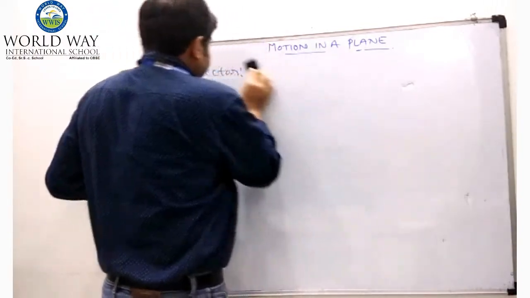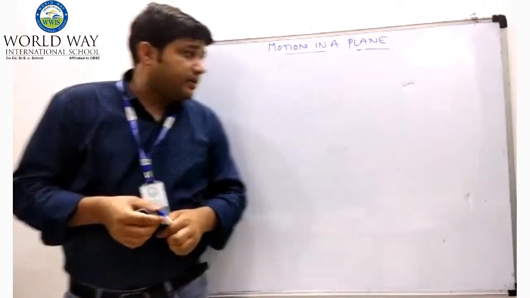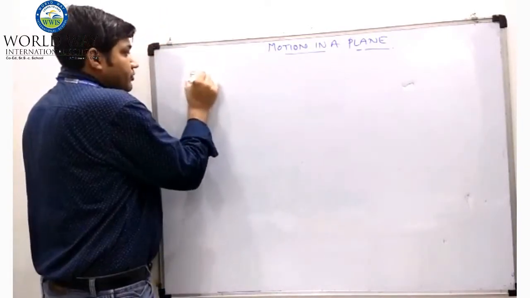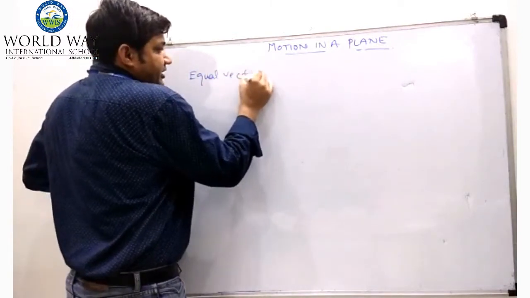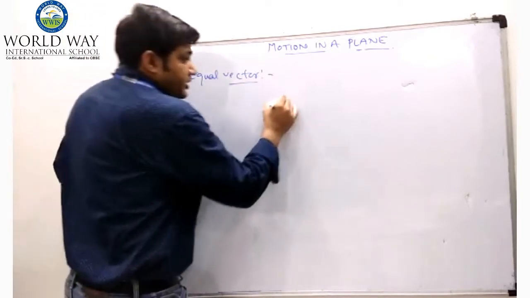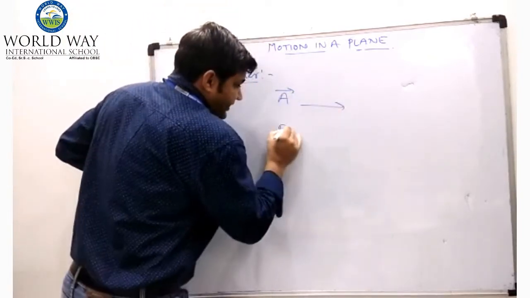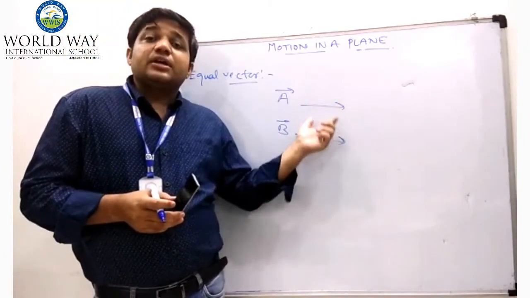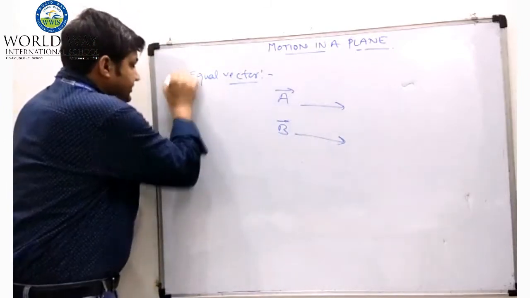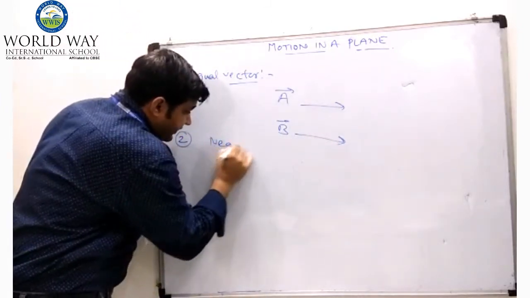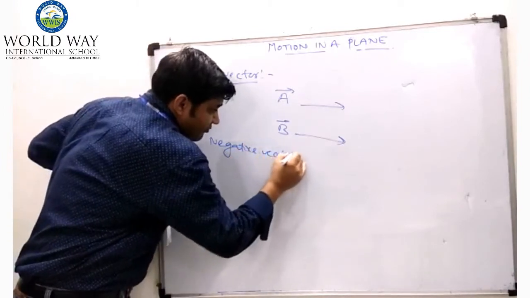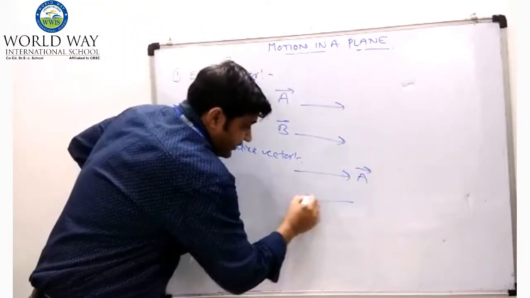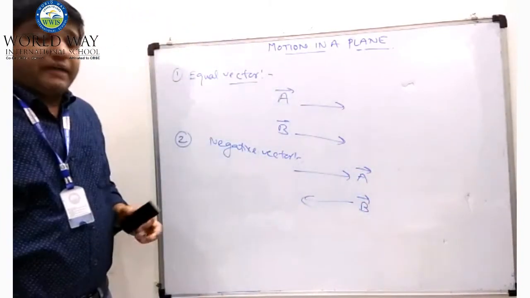On the basis of this, we are talking about some terms related to vectors. First, what is an equal vector? Suppose this is vector A and this is vector B, both having the same magnitude and the same direction, then they are called equal vectors. Second, the negative vector. One vector is moving in this direction, this is vector A. The second vector is moving in the opposite direction, this is a negative vector.